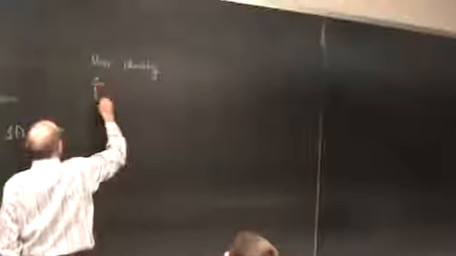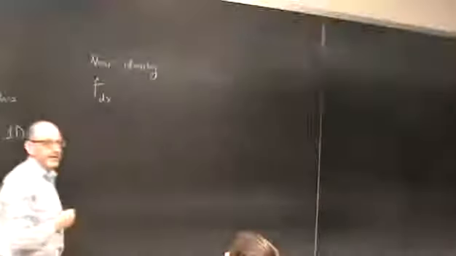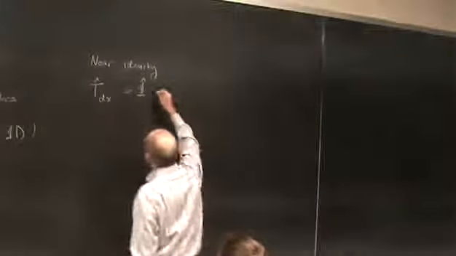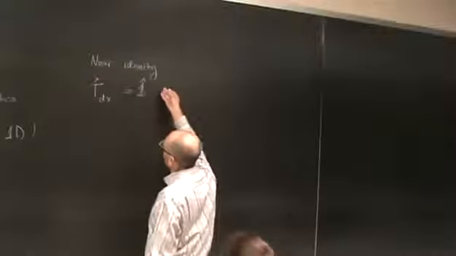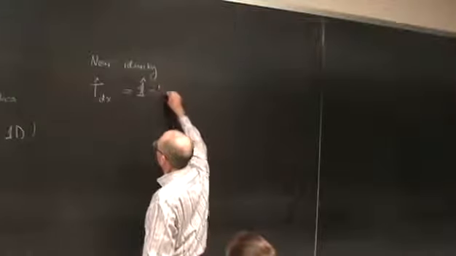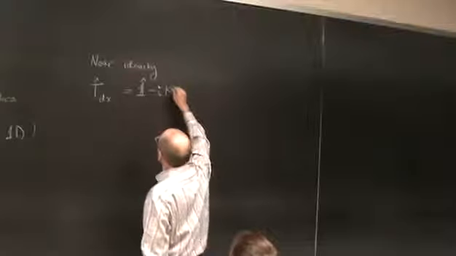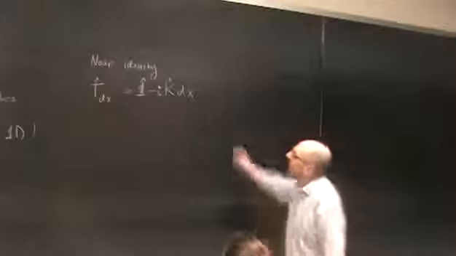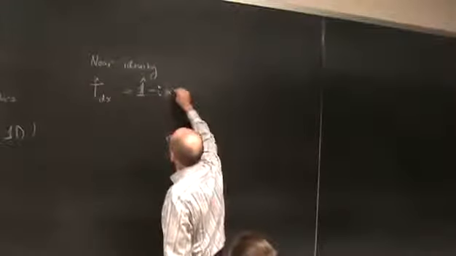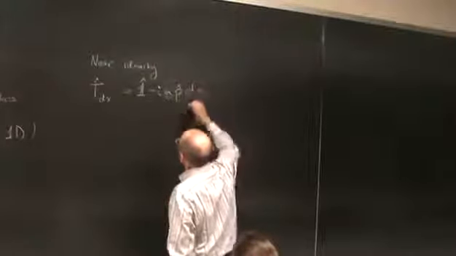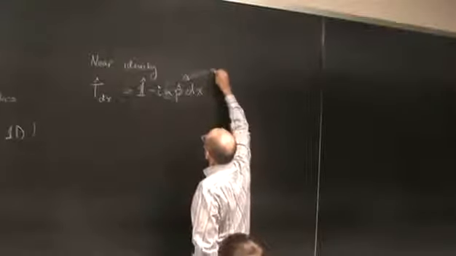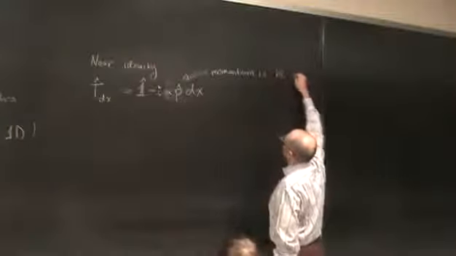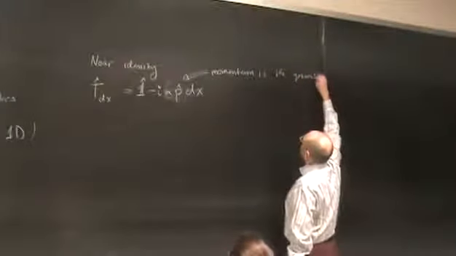If I translate by a little differential dt, well, this is the identity, and then we said that the generator had to be anti-Hermitian, so we factor out a minus i. There's some operator I'll call k dx. Actually, let me write it out. We know that it's proportional to momentum. So momentum is the generator of space translations.